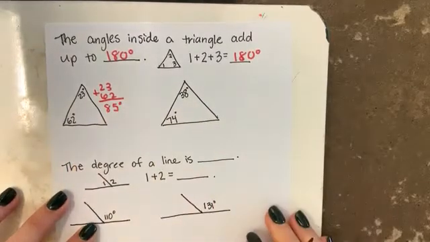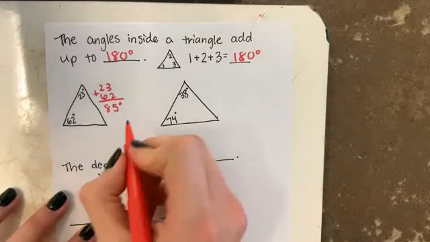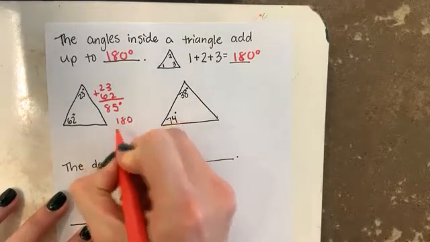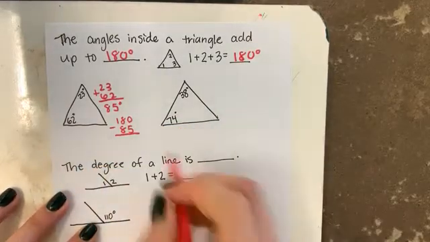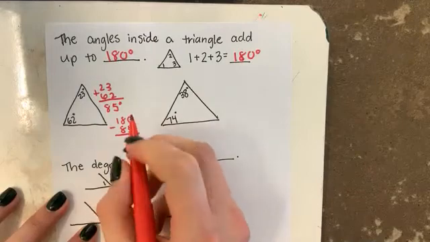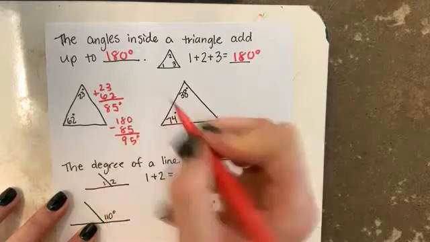Now what do we do with that number? Subtract it from 180, you're right. So you do 180 minus 85. That is 95, I think. And that is our angle right here.